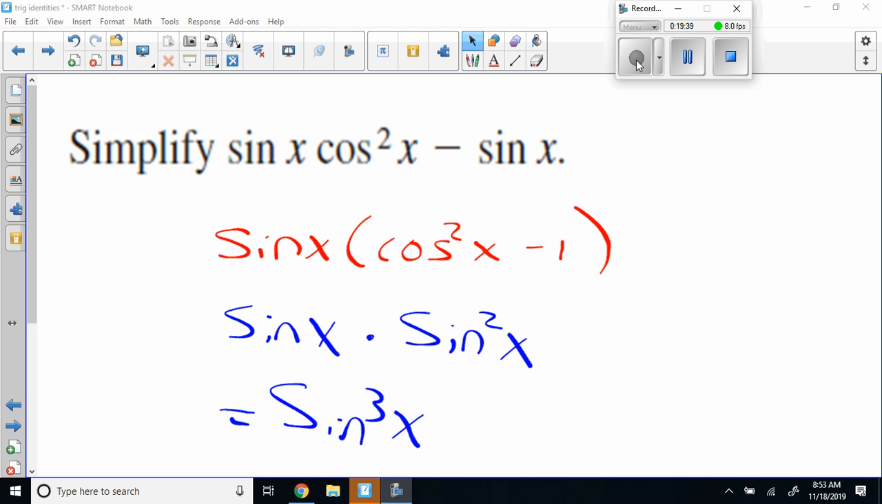If you look at that and go, I got cosine squared, I got a sine here and a sine there, I can factor out a sine, right? Okay. So I pull out a sine, at least with cosine squared x plus 1, or minus 1, right? Which is really sine squared x, right?